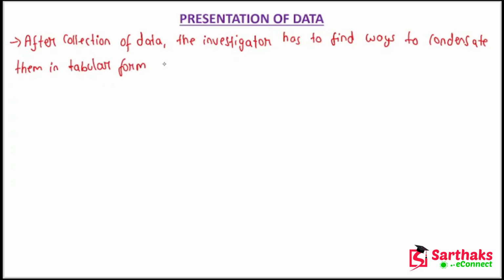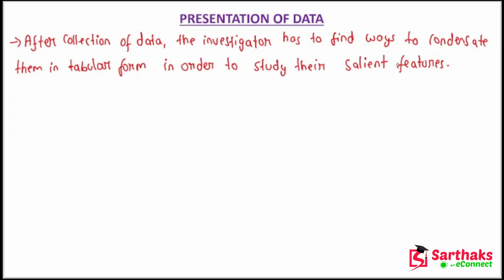Condense them in tabular form in order to study their salient features. What are salient features? Important features: who got the highest marks, who got the lowest marks, what was the average marks, what was the mean, median, mode. There are different kinds of ways in which you can process that particular data.